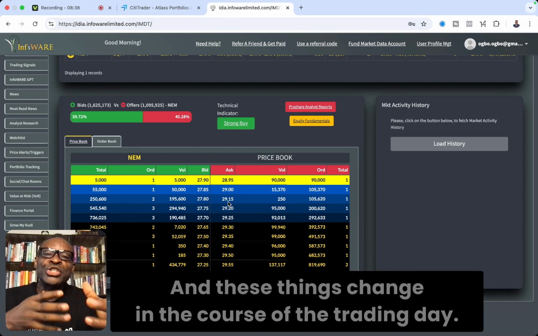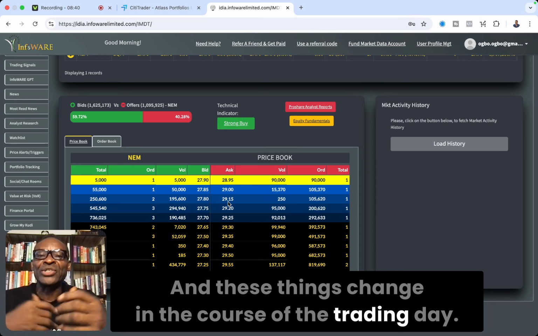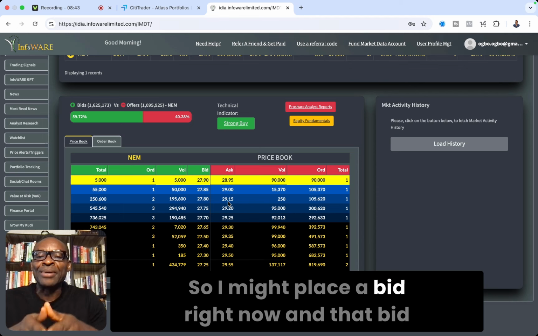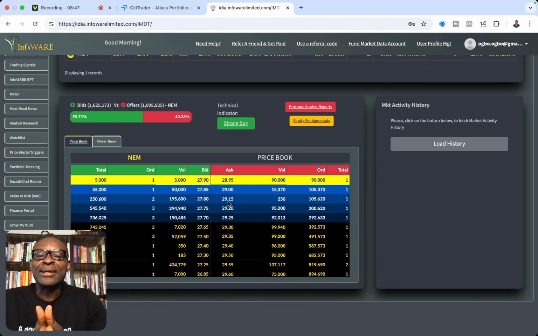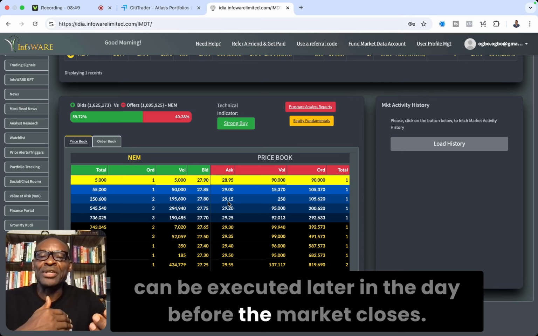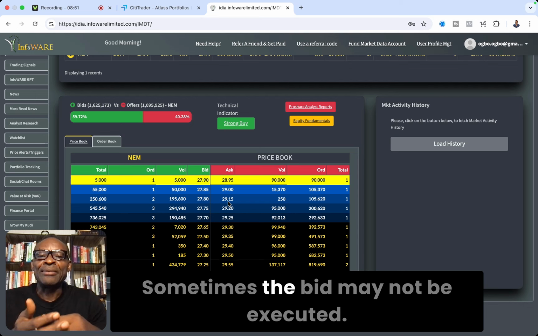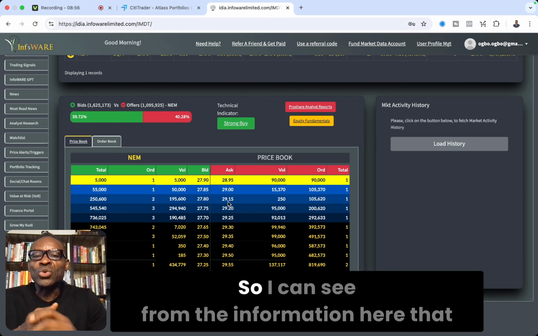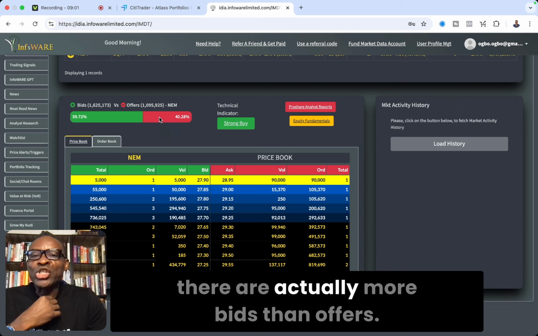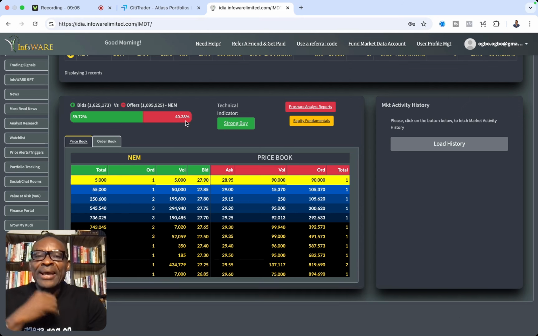And these things change in the course of the trading day. So I might place a bid right now, and that bid can be executed later in the day before the market closes. Sometimes the bid may not be executed. So I can see from the information here that there are actually more bids than offers.